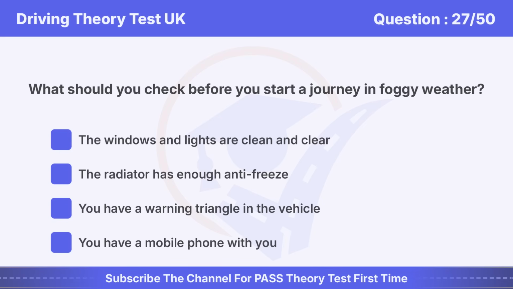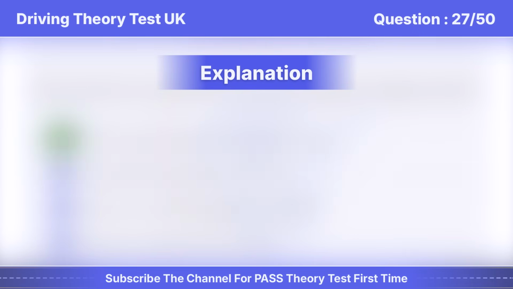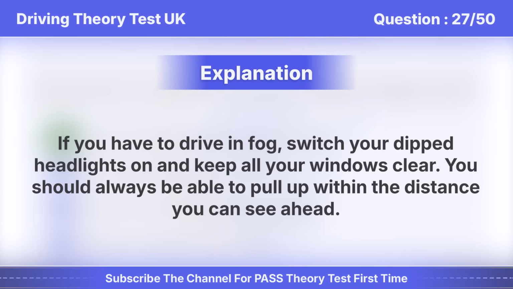Question 27. What should you check before you start a journey in foggy weather? Answer is A. The windows and lights are clean and clear. If you have to drive in fog, switch your dipped headlights on and keep all your windows clear. You should always be able to pull up within the distance you can see ahead.